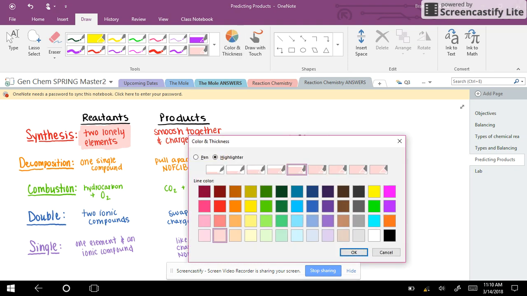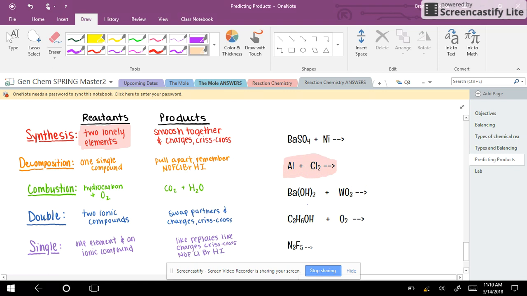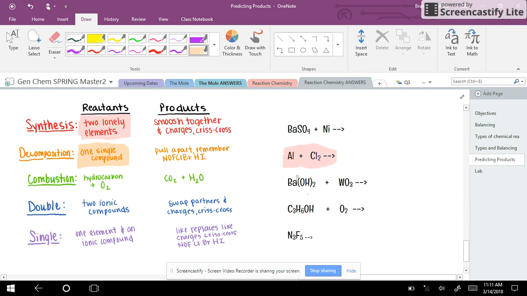Moving on, we have decomp, and there we're going to see one single compound. So you're starting off with only one thing. There should be no plus sign. So here, barium sulfate plus nickel. That's not one thing. That's 2 things being added together. Barium hydroxide and tungsten 6 oxide. That's 2 things. Again, a hydrocarbon and oxygen. 2 things here. N3F5. That's trinitrogen pentafluoride, and that is one thing. So that's going to be our decomp reaction.